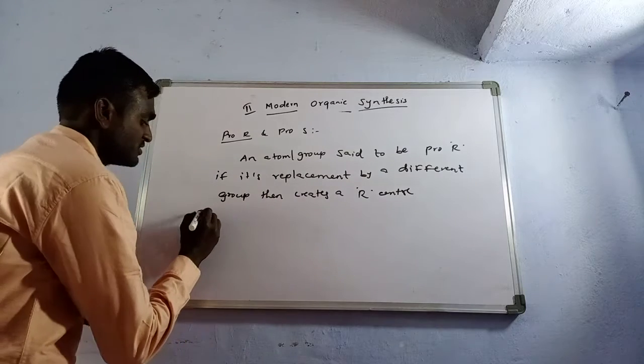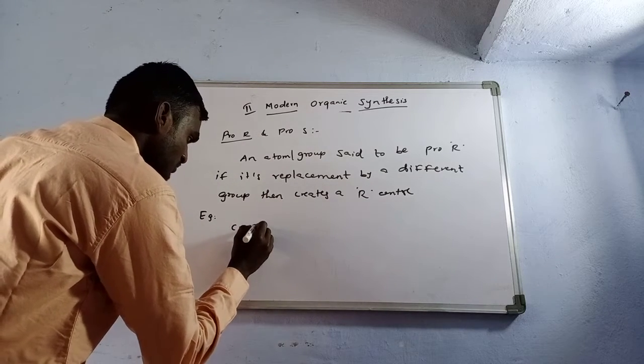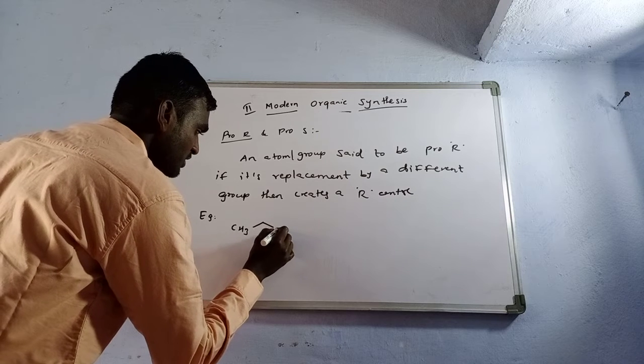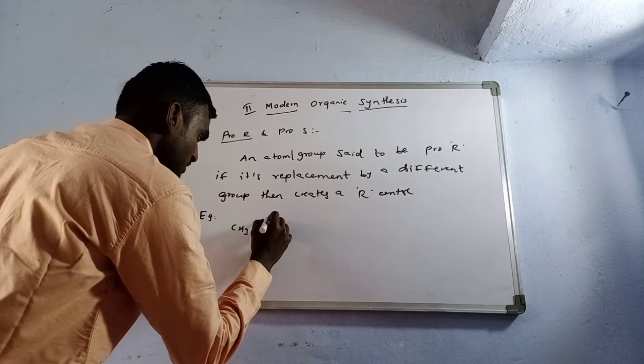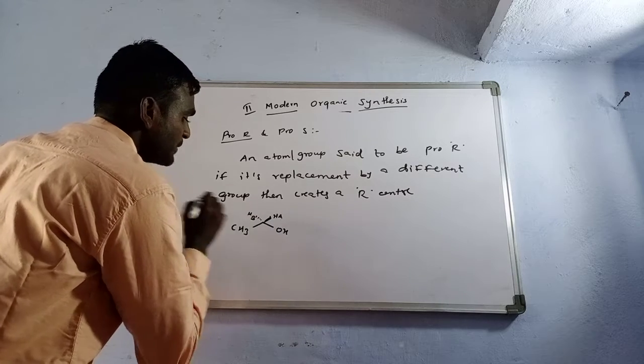Let's see some example for this molecule. If you are taking the ethanol molecule, okay, let's see here HA and HB.